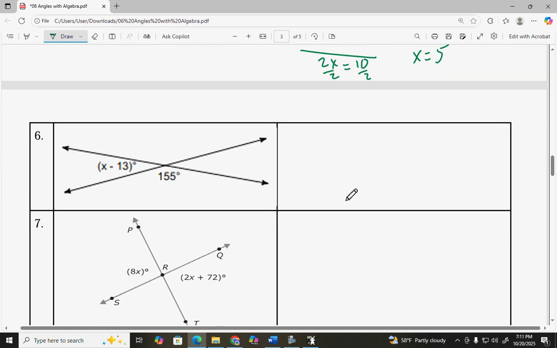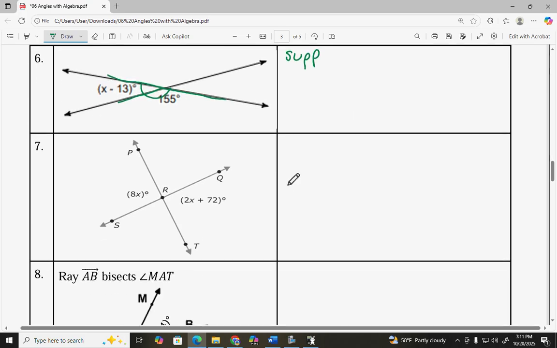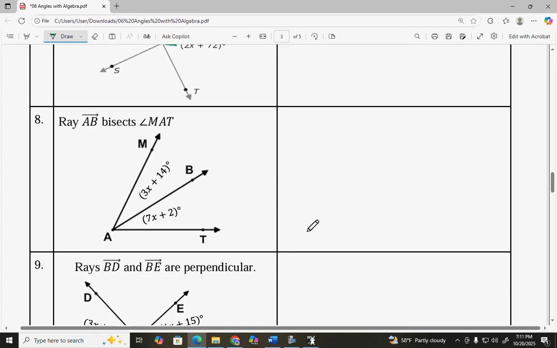This number 6, these are supplementary again. Right here's your straight line with a ray coming out. So these two angles have to add up to 180. So these are supplementary. Number 7, since these angles are across from each other, they're equal to each other. These are vertical. On number 8, it's talking about a bisector, so they're equal to each other.